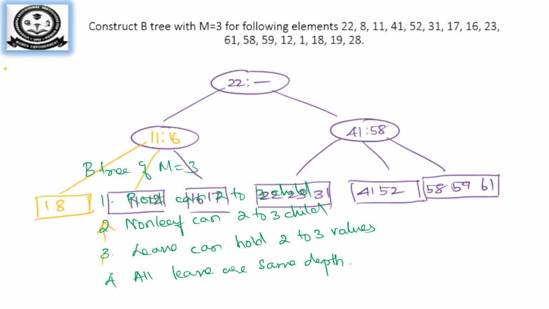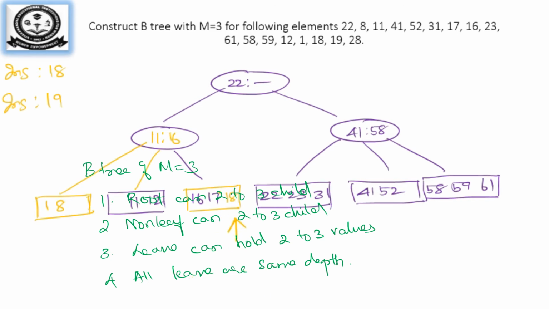So the next element to be inserted is 18. 18 can be inserted over here. You have a space for another element, so 18 is inserted over here. Right. The next element to be inserted is 19. So where does 19 have to be inserted? You can see 19 has to be inserted over here.